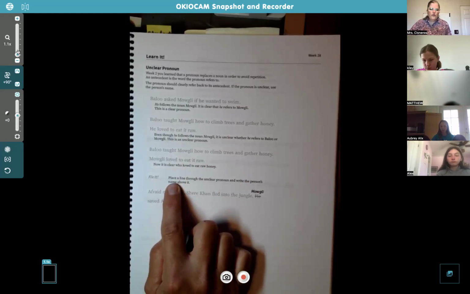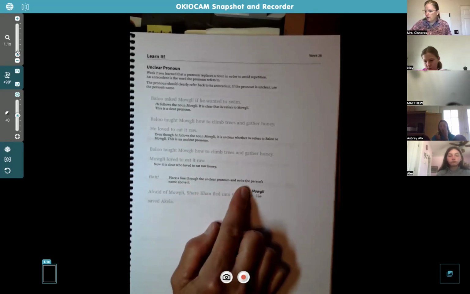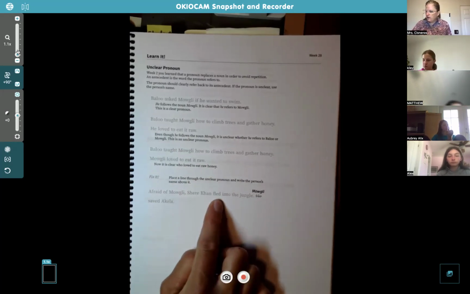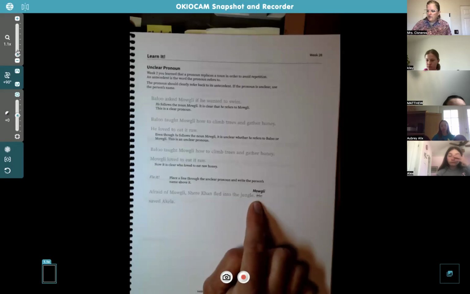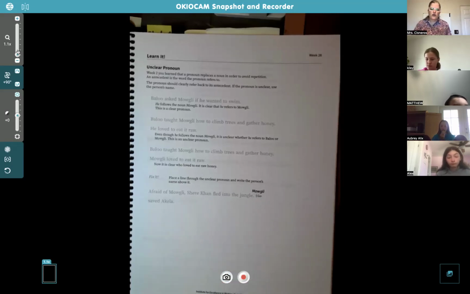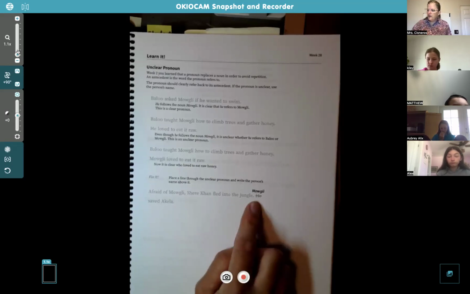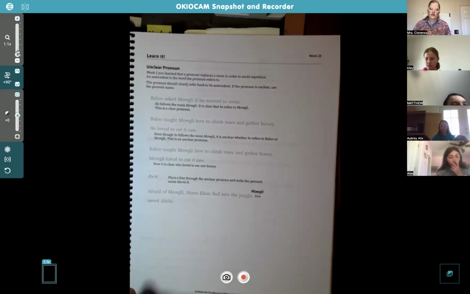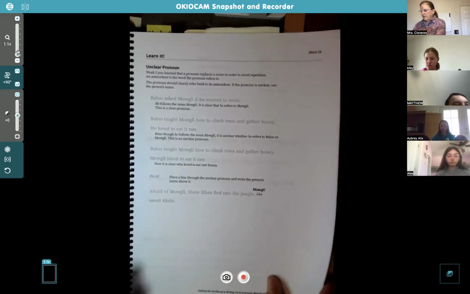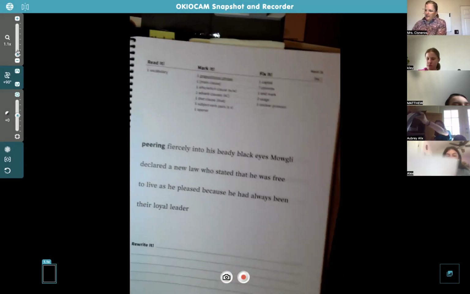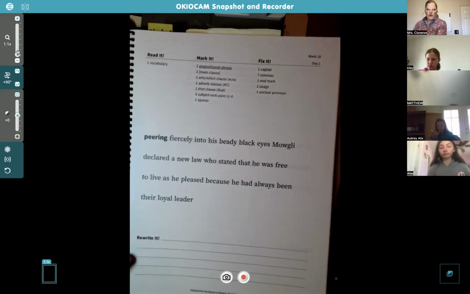So for this book, you're just going to place a line through the unclear pronoun and write the person's name above it. Pretty easy. Afraid of Mowgli, Shere Khan fled to the jungle. And instead of saying he saved Akela, because that might imply either Shere Khan or Mowgli, they're going to cross it out and put his name, Mowgli, in there. Mowgli saved Akela. That's it. Pretty easy. I don't think there's any on this page, and there's not. Yay! So we're on to the practice page.